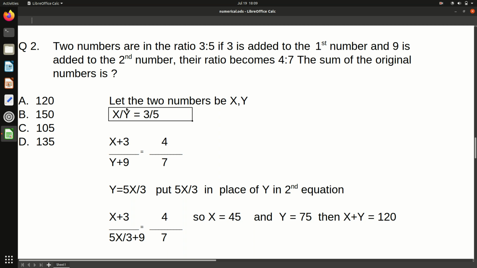Like I have taken the value of y from this equation, so x by y equals 3 by 5, then y will be 5x by 3. From equation 1, we can take y equals 5x by 3. Now this y we can put here in the second equation. Now the moment you put it here, everything in the second equation comes under x.